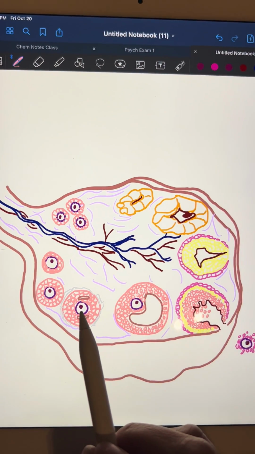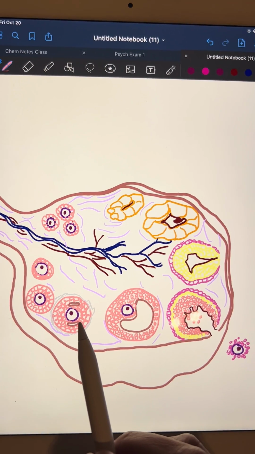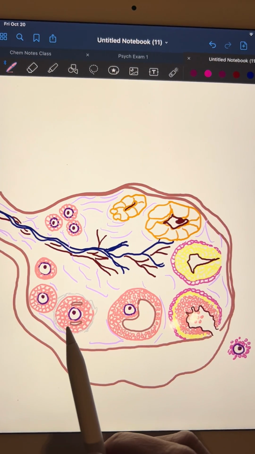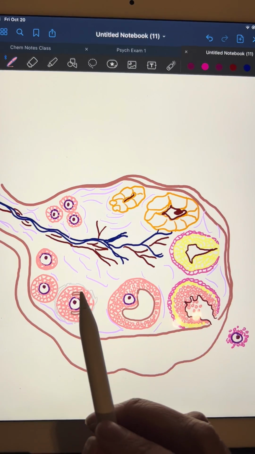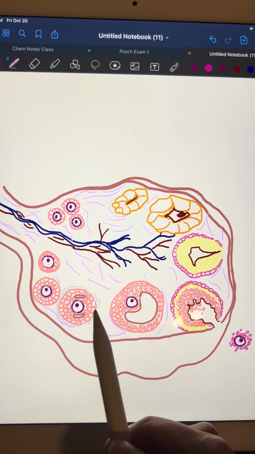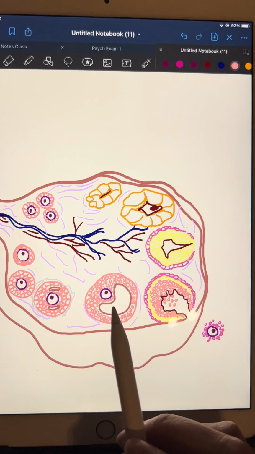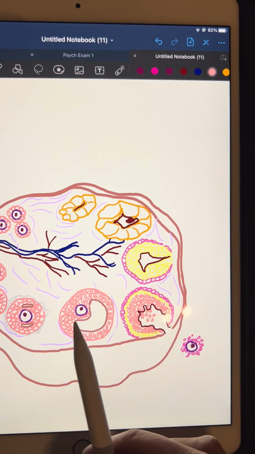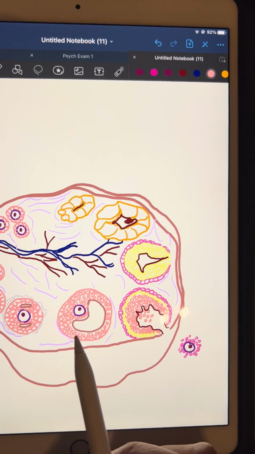Next, you have a secondary follicle, which forms when fluid-filled sacs, I don't know if you can see these here, or fluid-filled vesicles develop among granulosa cells, and a layer of connective tissue called follicular theca becomes apparent around the granulosa cells. Next, the structure will become a mature follicle when the fluid-filled vesicles form a single antrum.